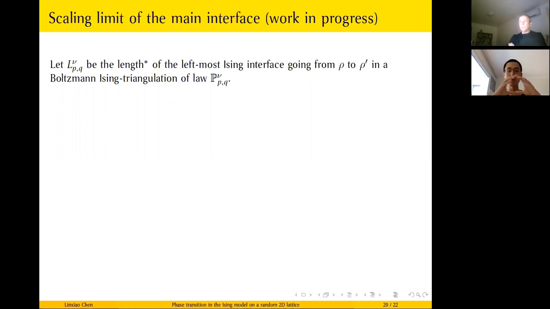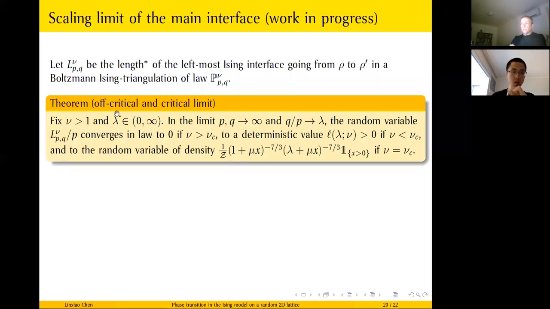But if we look at the leftmost Ising interface, and of course the rightmost is the same by symmetry, and we look at the length of this interface, then in the limit, the physically relevant limit where P and Q go to infinity at a similar speed, we obtain the following result.